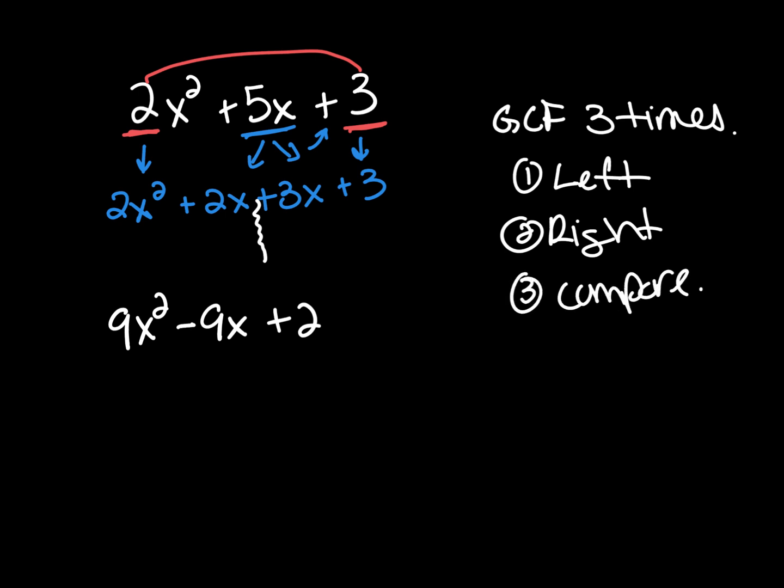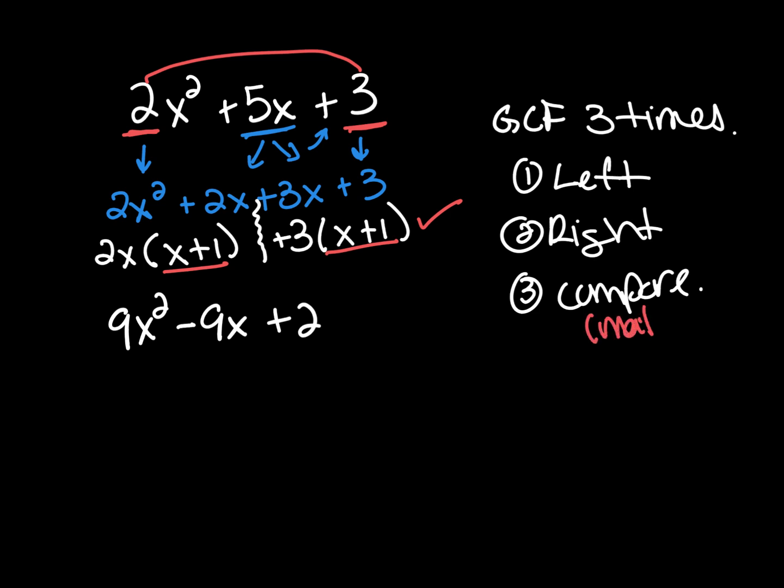So on the left side, I have a 2x in common. And I'm left with x plus 1. And on the right side, I have a 3 in common. And I'm also left with x plus 1. Keep in mind, this is how I know I'm on the right track, because my GCFs, when I compare sides, should always match. If they don't match, you have to go back. So on the left side, my GCF was 2x. On the right side, my GCF was 3. And now when I compare the two sides, my GCF is x plus 1.